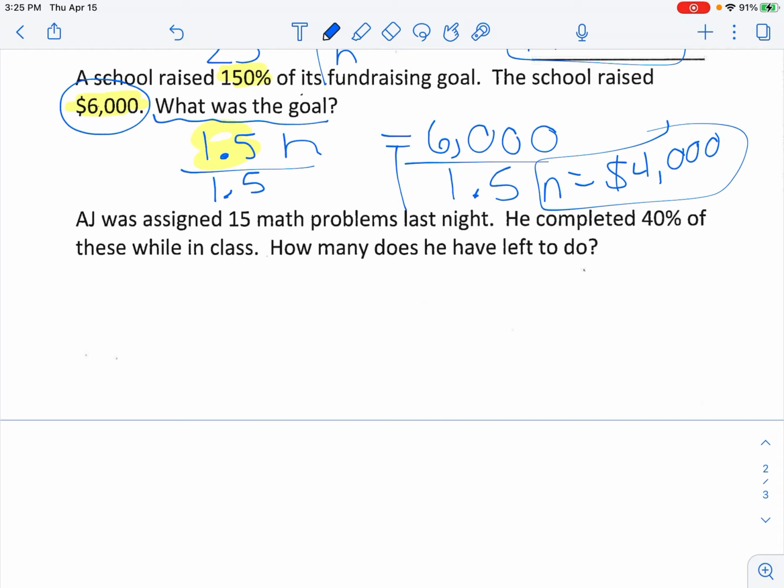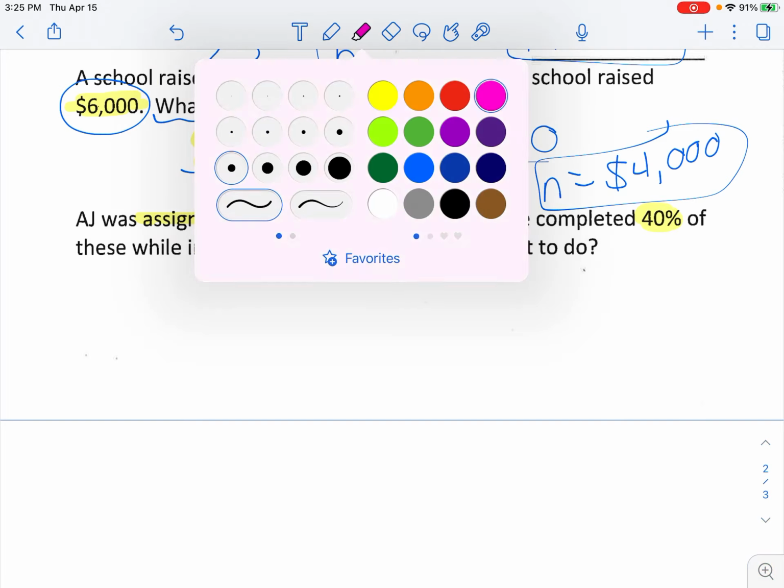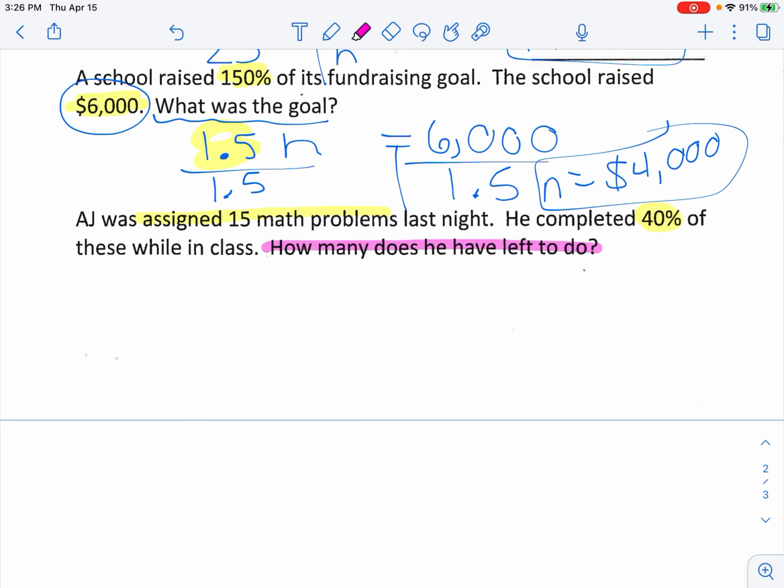Last one, AJ was assigned 15 math problems last night. He completed 40% of these while in class. How many does he have left to do? Okay, we got to look really carefully at what we're doing here. He was assigned 15 math problems. He completed 40%. Question, how many does he have left to do? How many problems? Not what percent, but how many problems does he have left to do?